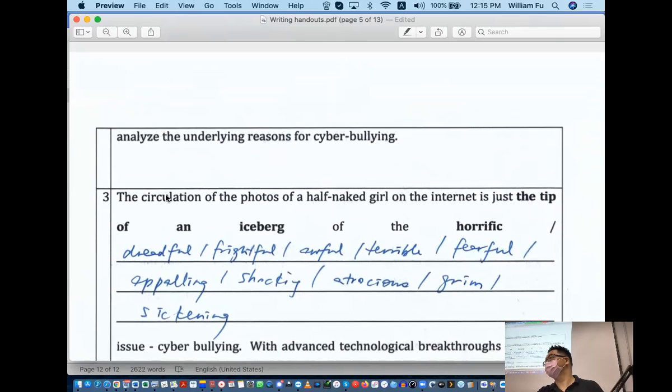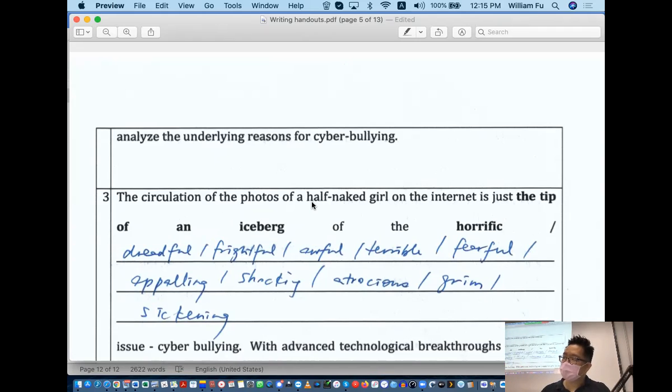Circulate, 流通. Okay, the circulation of the photos of a half-naked girl on the internet is just the tip of an iceberg. What's the tip of an iceberg? First of all, start first. Okay, don't you know what the story is?